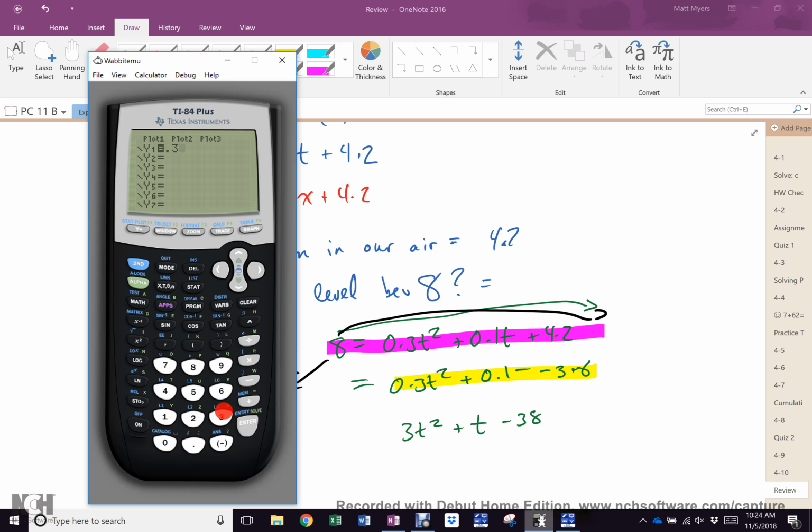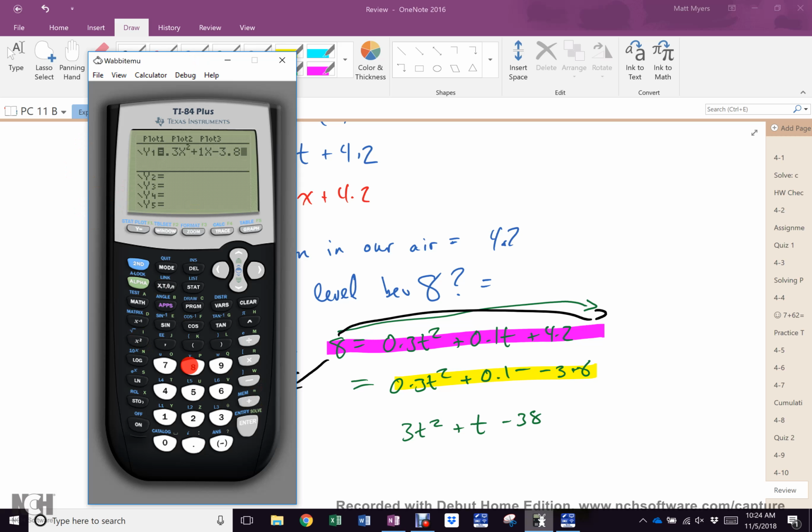0.3. I don't see a T button. What button do I push? X,T,theta,n. Square it. Plus 0.1 X,T,theta,n minus 3.8. And then what do I do?